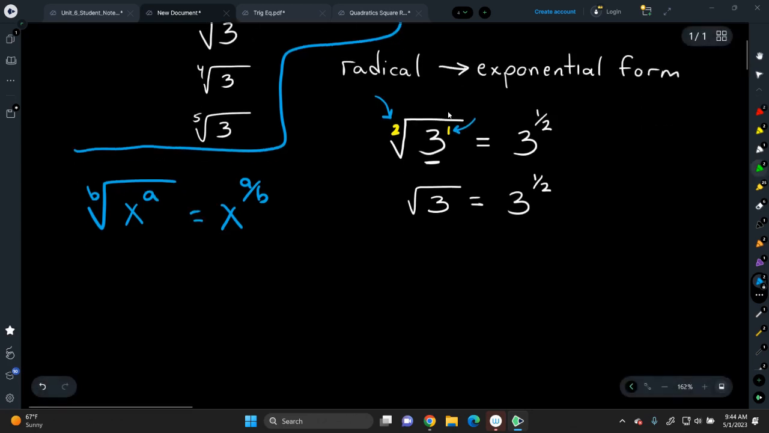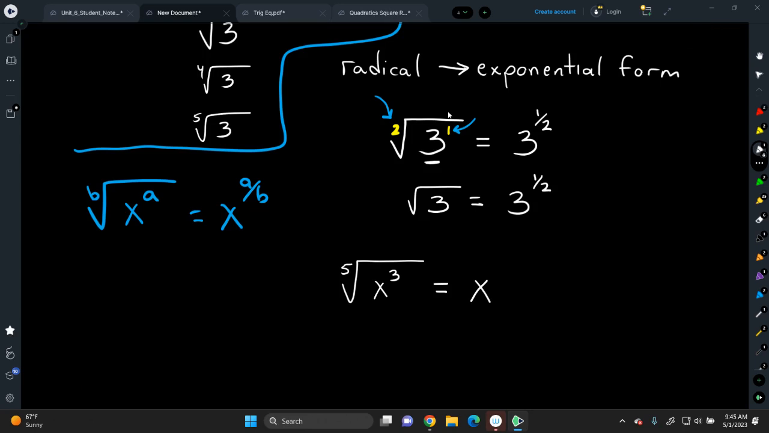So if I had, let's say, the 5th root of x to the 3rd, I can write that in exponential form as x to the, right? This number outside, that goes on the bottom. And this number inside, that goes on the top. So to the 3/5. Okay.